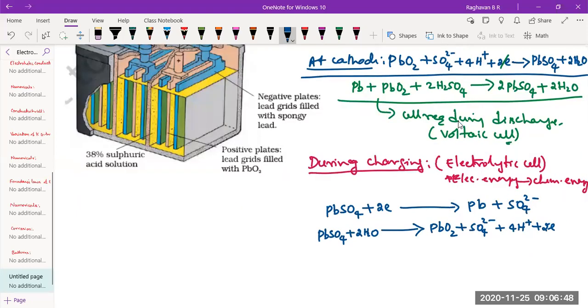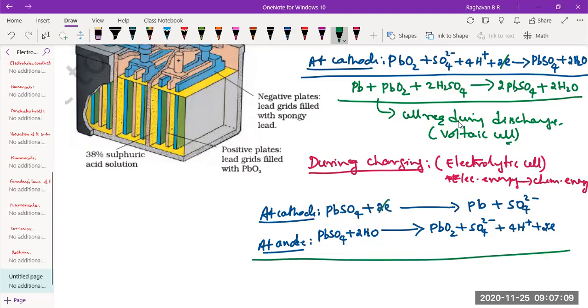So this becomes cathode now, as reduction is happening here, and this becomes anode, as oxidation is happening. Correct? Then the overall cell reaction, only electrons get cancelled. This will be exactly reversed: 2 PbSO4, 2H2O, PbO2, 4H plus 2 sulfate is 2H2SO4.